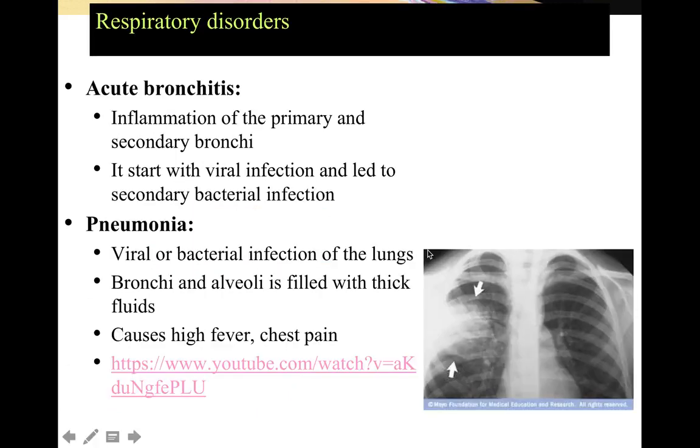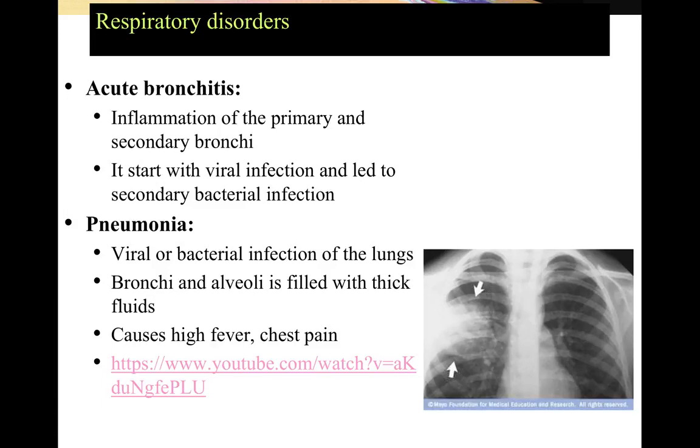We also have infections, a result of bacterial infection, known as acute bronchitis, where you have inflammation of your primary and secondary bronchi. Basically, the main branching of the bronchi coming into the lungs is inflamed as a result of an infection.